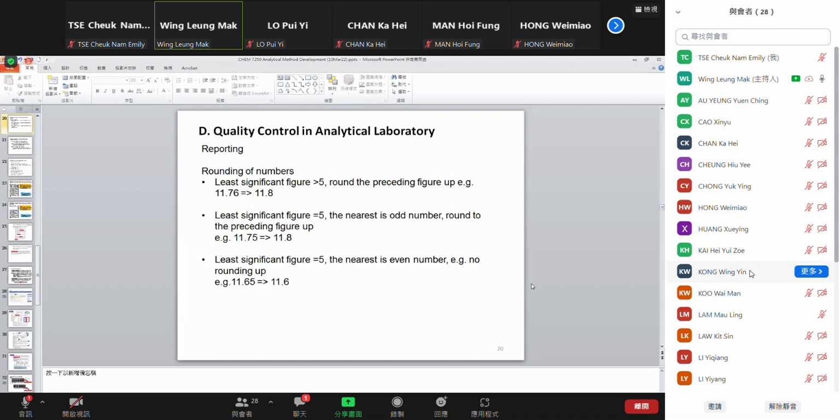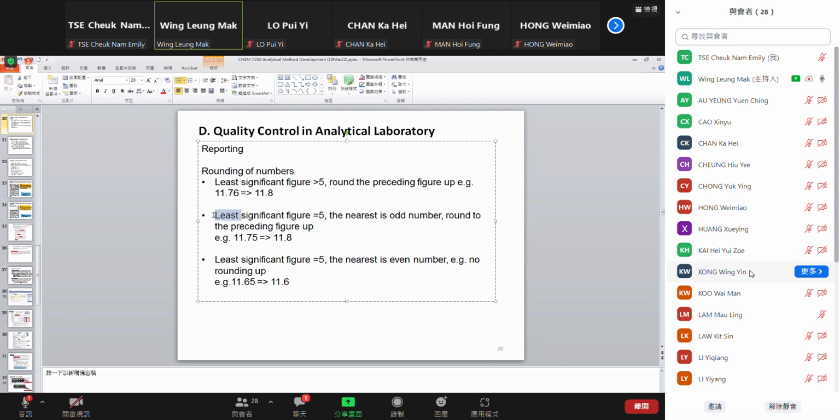Now talking about rounding numbers. It's very simple rounding rules, okay? I just give you this to see whether you learned it before or not. If the digit after the last significant figure is more than 5, you will round up, okay?